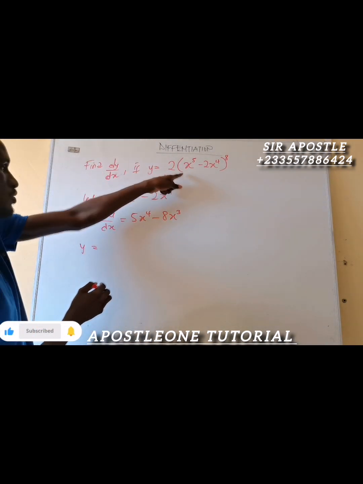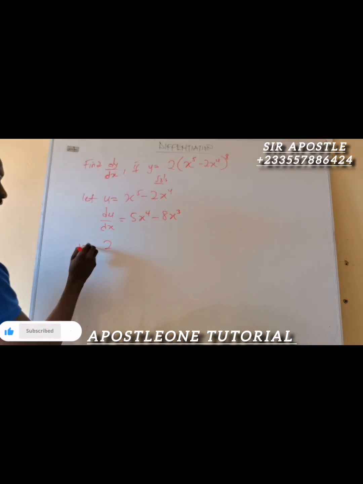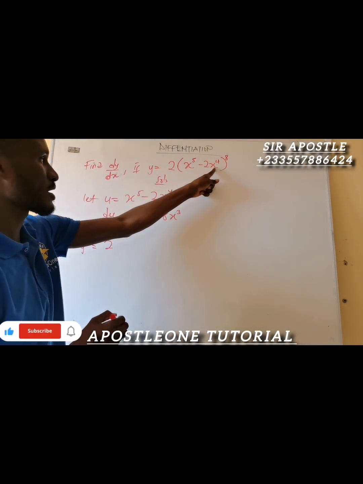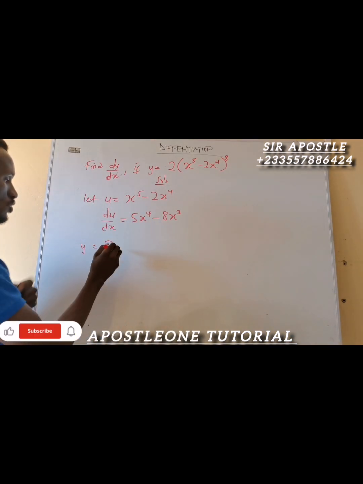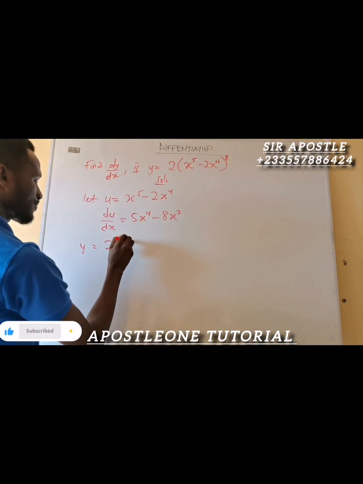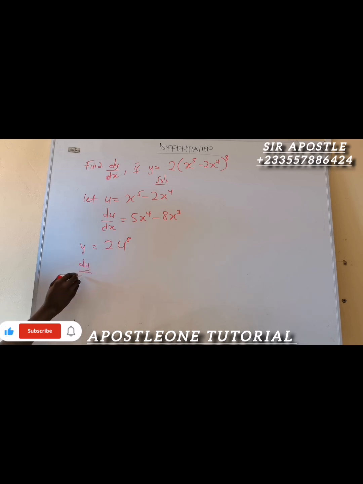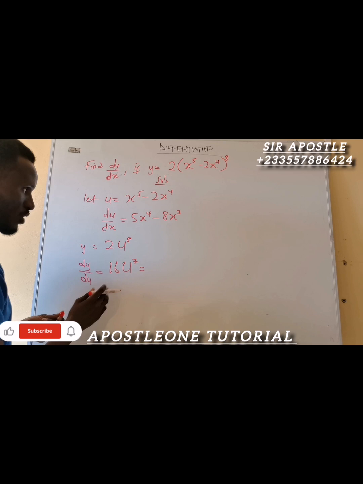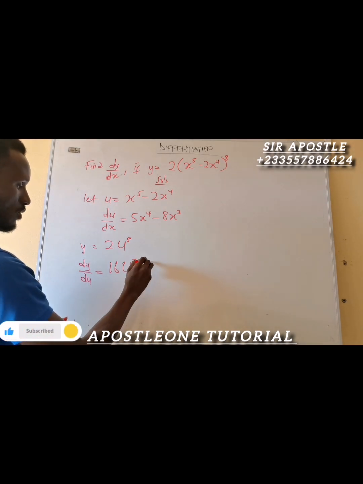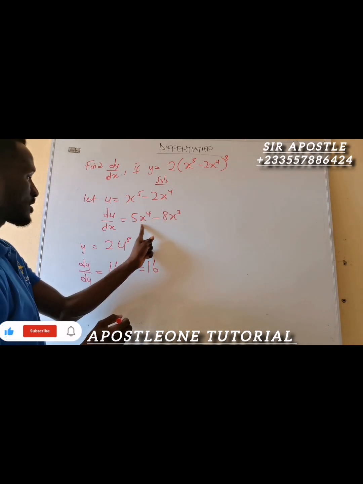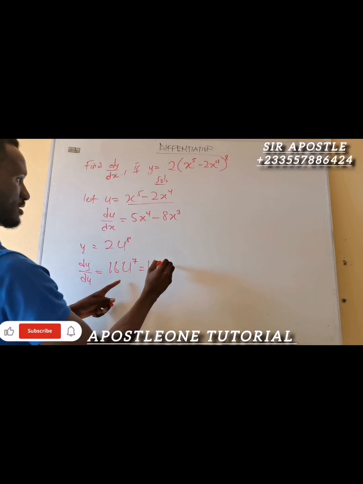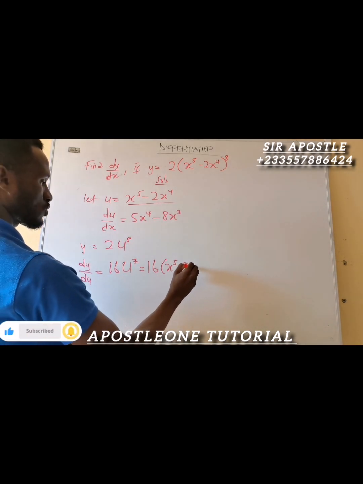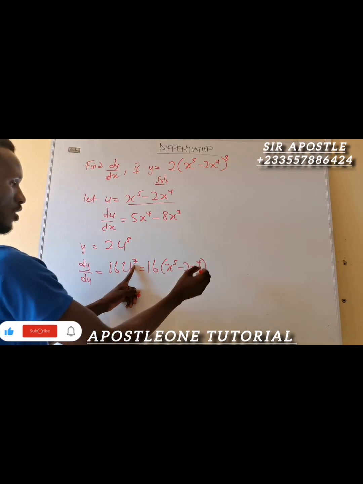Now, what is our y? Our y is 2 multiplying this one. Don't forget the whole of this is u. So y is 2u all exponent 8. Now at this point you differentiate y with respect to u. 8 times 2 will give us 16. You reduce the 8 by 1, which will give us 7. So we have 16 u exponent 7. What is our u? u is the whole of this one. Let me substitute. So u is x exponent 5 minus 2x exponent 4, all exponent 7.